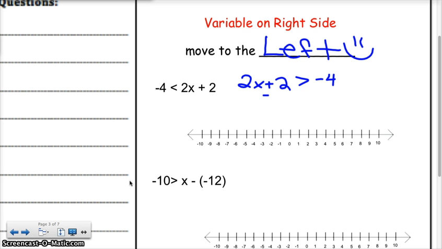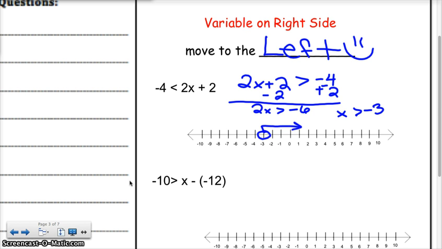Subtract 2. Remember, when you subtract, you're really adding that negative. I only do that when I have the 2 negatives. 2x is bigger than a negative 6. X is bigger than what? Negative 3. Dividing through by 2. That's how I got that negative 3. I have an open circle at negative 3. I'm getting bigger, I go to the right.